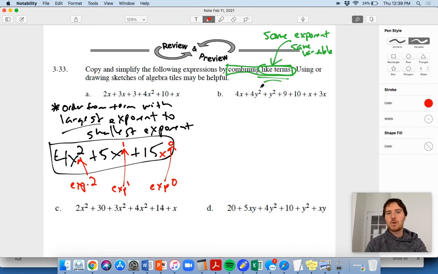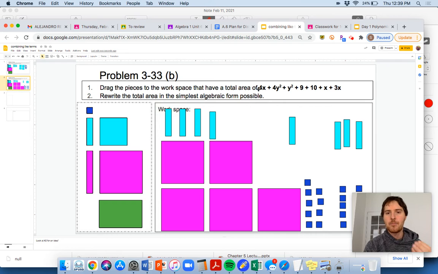We got to do 4x plus 4y squared plus y squared plus 9 plus 10 plus x and plus 3x here. And I got it set up already. 4x would be right here. 4y squared is right here. Well, that's nice. It's right next to another y squared. We can combine those like terms. We'll do that later. 9 and 10 are next to one another. Those are both like terms because they have a variable of x to the 0th power. So here we have 9 and here we have 10. And then we have x and we have 3x. Cool, those can combine, okay?